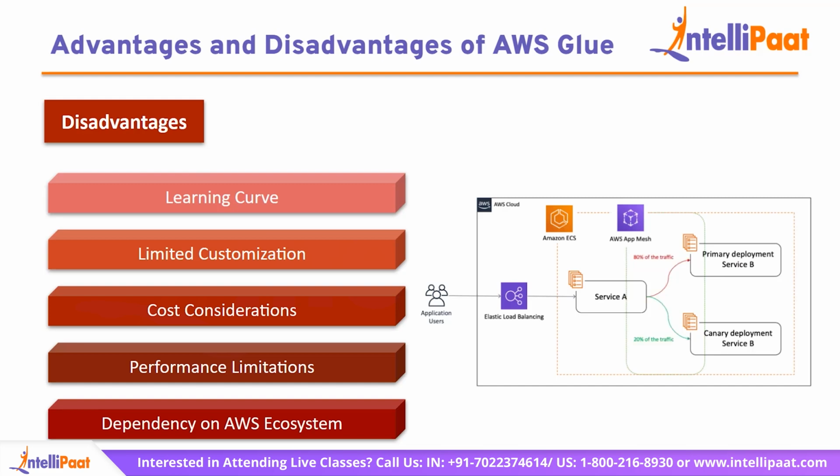The fifth disadvantage is dependency on the AWS ecosystem. AWS Glue is tightly integrated with the AWS ecosystem. While this provides advantages in terms of seamless integration, it also means that it may not be the ideal choice if you have existing investments in non-AWS tools or infrastructure.